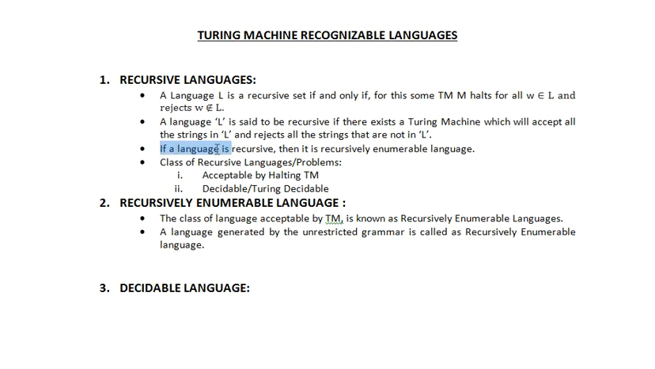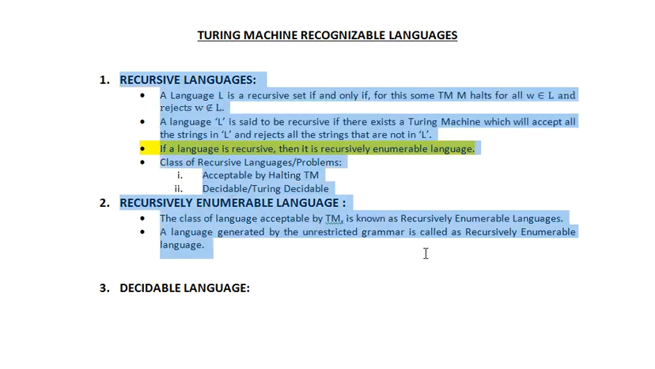That's why this is a very important point that I have told you, that if a language is recursive, then it is always a recursively enumerable language. That means recursive becomes a subset of this particular recursively enumerable language. But on the other hand, if a language is recursively enumerable, then it may or may not be recursive. Correct? So this is an important difference between these two languages.